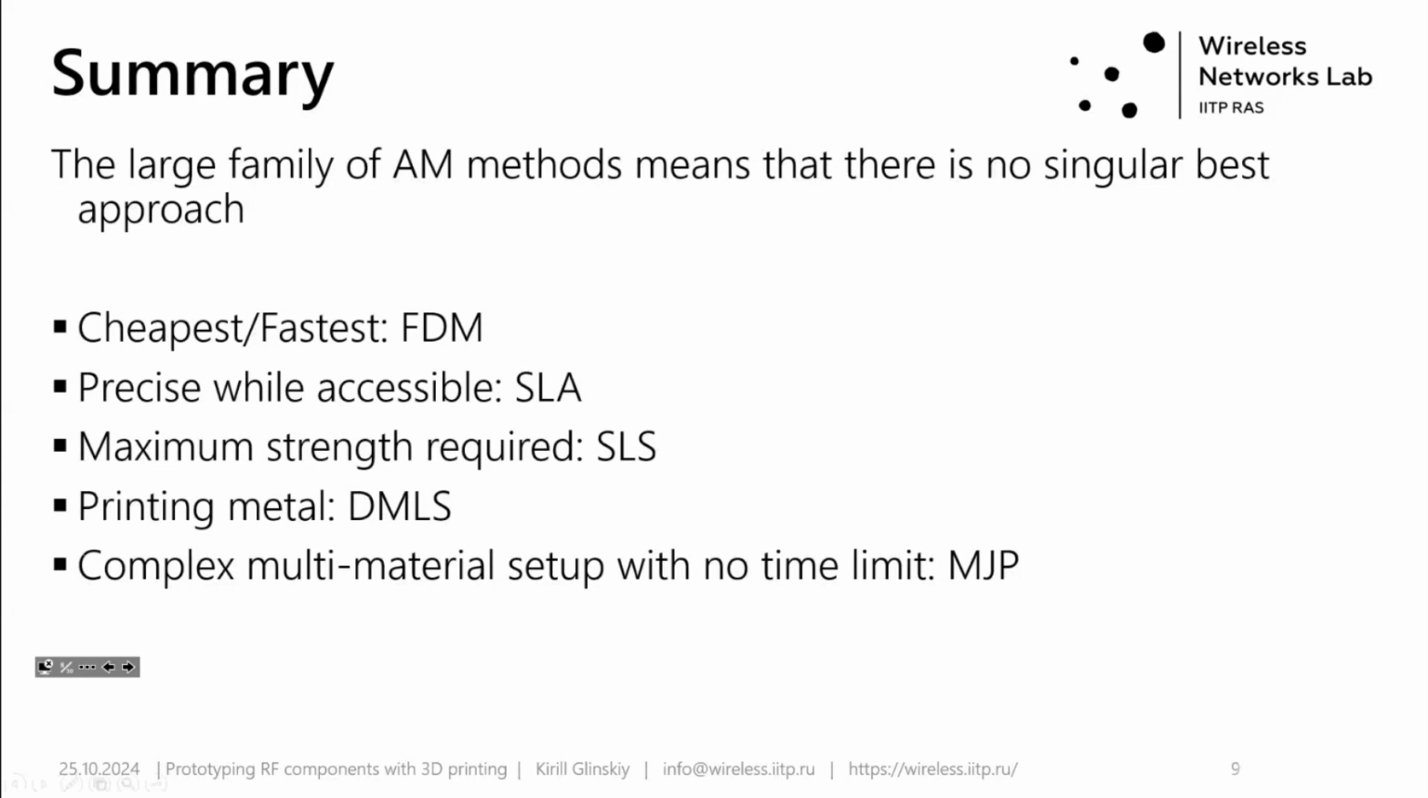So, in summary, I'd say that each of these additive manufacturing methods has its own merit, and there is no singular best approach for all of the tasks where you would want to use additive manufacturing. So, for example, when we want to go cheapest and fastest, the FDM approach would be the best bet. When we need to be precise while still remaining quite accessible for a larger number of users, we need to use SLA. The strength and metal requirements point us to the laser sintering approaches. And when we need to create something extremely complex, the multi-jet printing probably would be our best bet.